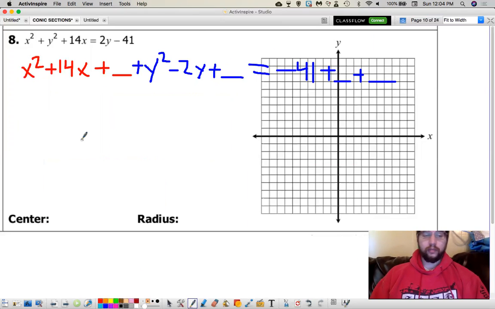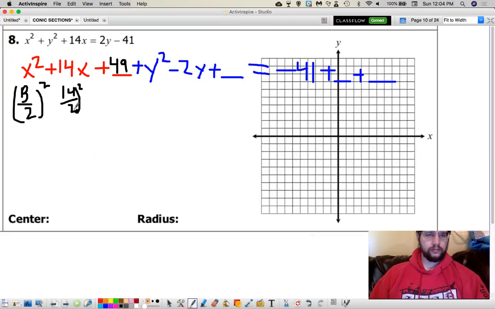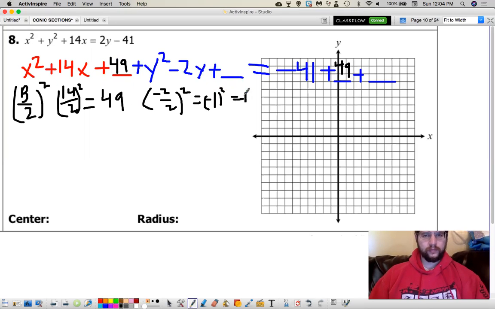Now, the proper way to complete the squares is b over 2 squared. 14 divided by 2 is 7. 7 squared is 49. If I add it to the left, I need to add it to the right. Negative 2 over 2 squared, that's negative 1 squared, which is 1. Add that to the left and the right.